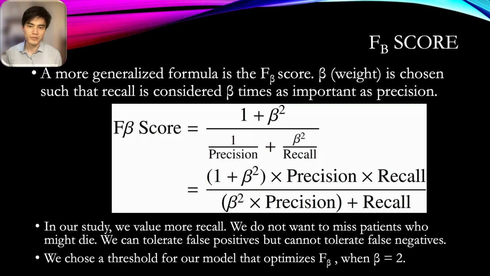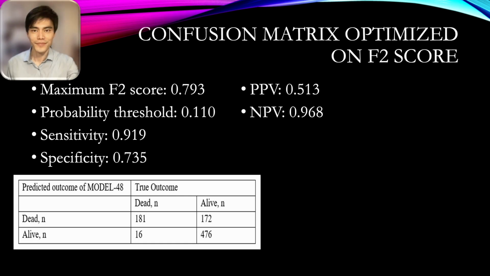So we chose a threshold for our model that optimizes F beta when beta is equal to 2. So we plug in 2 here for beta. There. And then going back to that plot, we plug in all the precision and recall for F beta, F2, and then find where F2 is closest to its maximum, closest to 1. And this is the output.